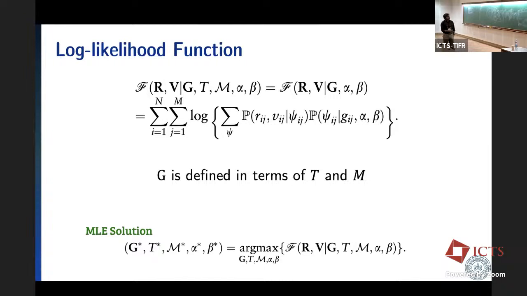Okay. So now we can define our maximum likelihood estimate solution, where we want to find G, T, M, alpha and beta, or rather G is already going to be defined in terms of T and M, and alpha and beta of course we have to infer. Then we can obtain this MLE solution wherever we are maximizing this whole log likelihood function. Okay.